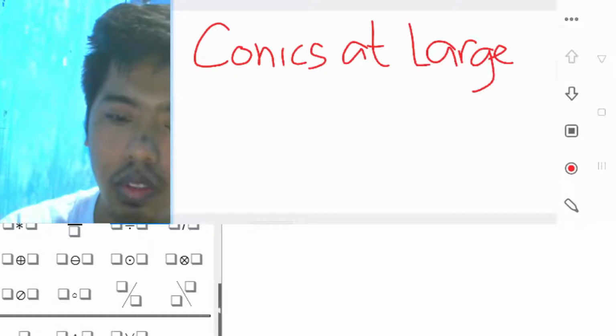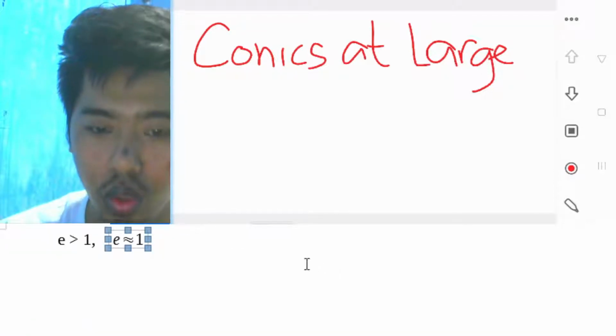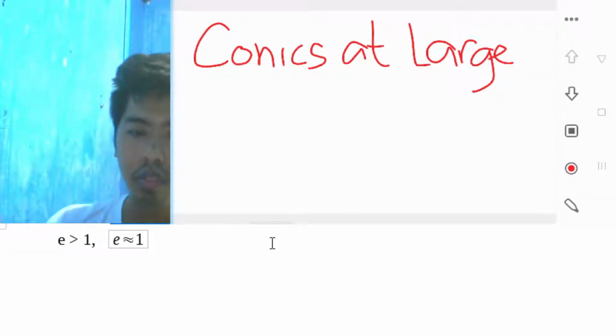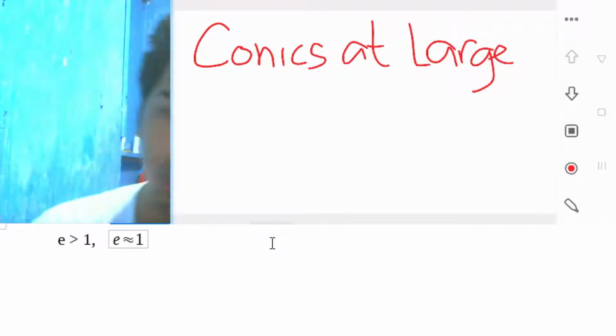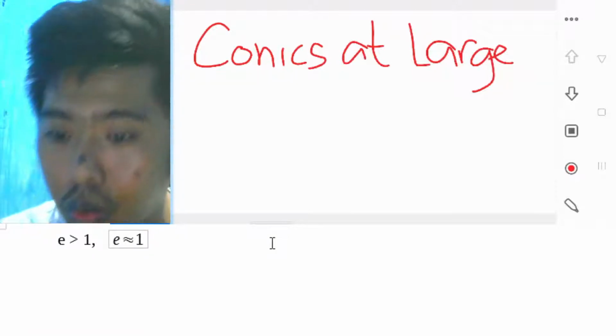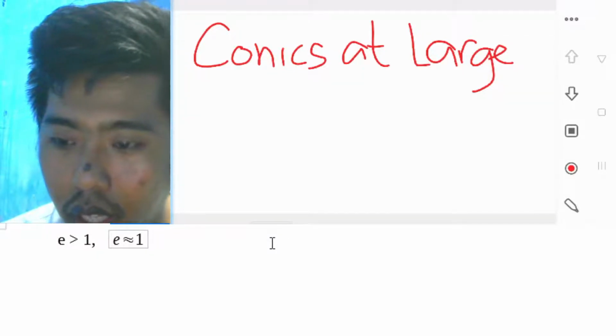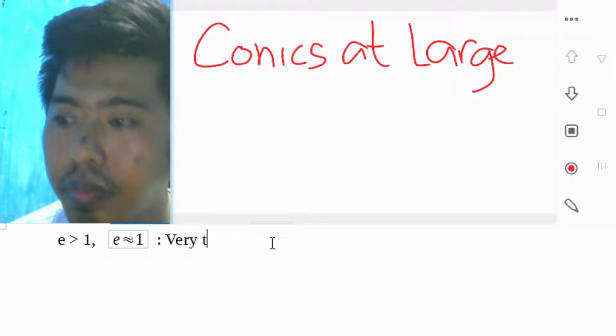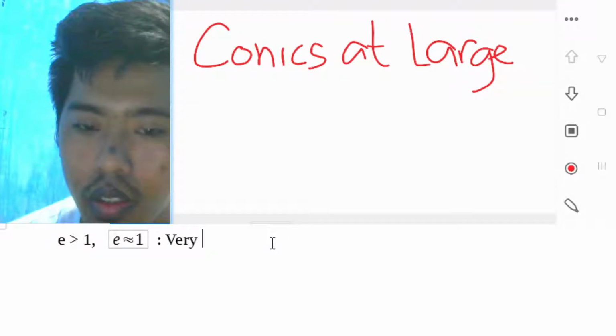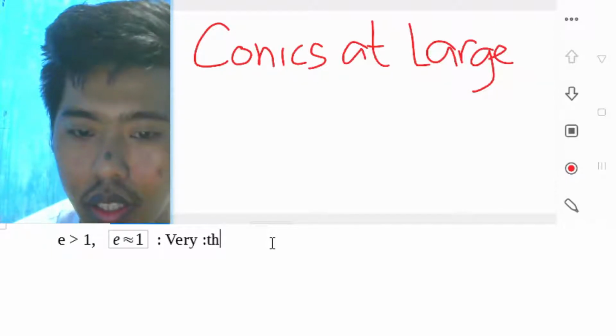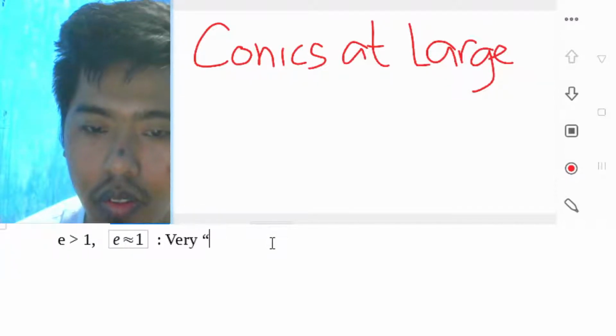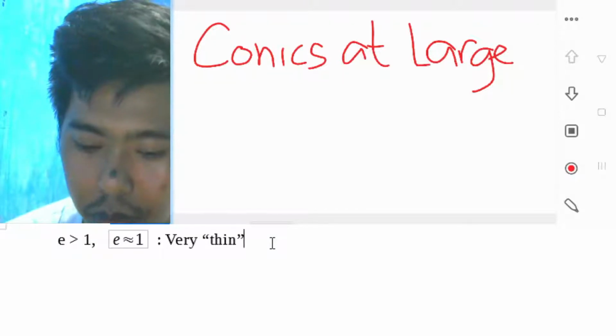Okay, so you are not far from 1, almost 1, but it's greater than 1, so 1.1, 1.01, right? Meaning this is a very thin hyperbola.